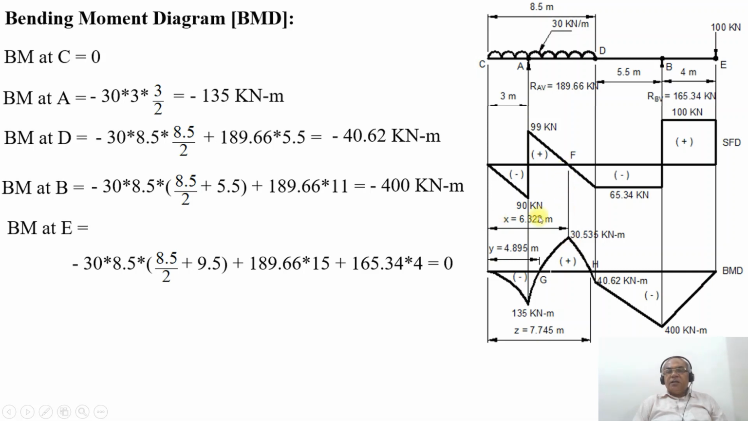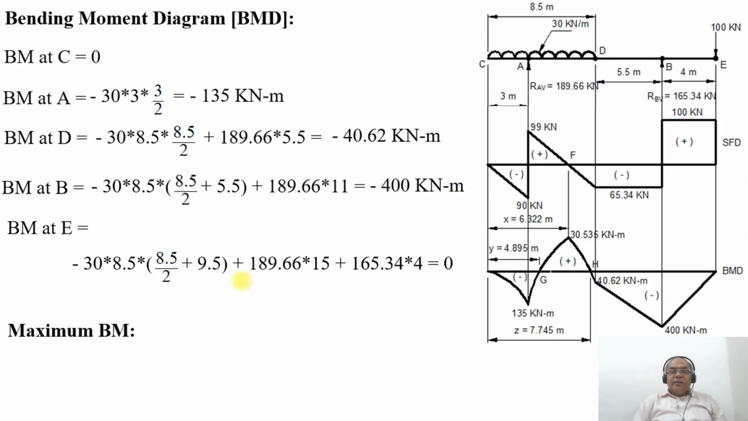We need to find the distance at which the shear force changes its sign, and also the maximum bending moment, which we need to calculate. Then BM at the point B will be equal to minus 400 kilonewton meter. Therefore, it drops from minus 40.62 to minus 400 kilonewton meter linearly. Again, BM at the point E is 0, and it varies linearly from minus 400 kilonewton meter to 0. So this is how you will be able to get this.